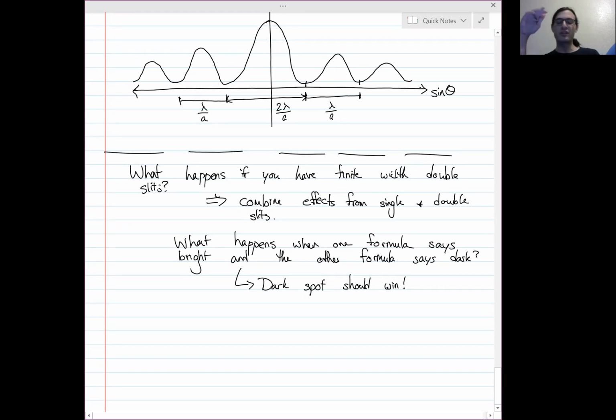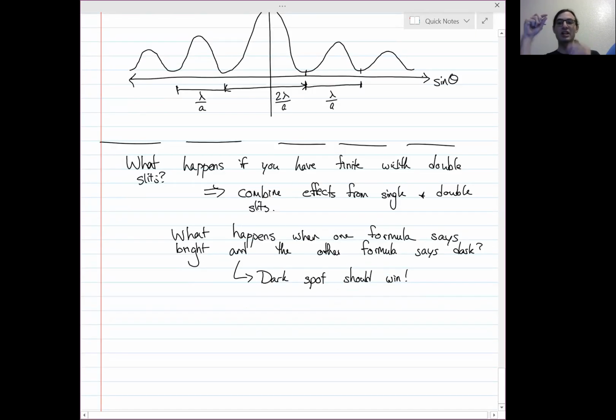Because the dark spot means that there is destructive interference happening at that point. And so regardless of whether that destructive interference is from the double slit effect, meaning the light from one single slit is destructively interfering with the light from the other single slit, that will produce a dark spot. Or even if an individual single slit would have produced a bright spot, they can still destructively interfere because there's still a path length difference between the two slits.